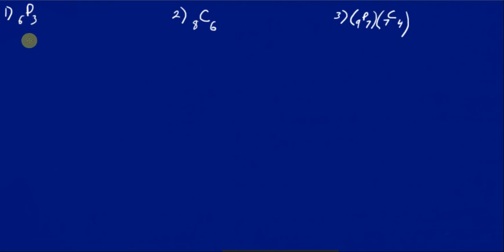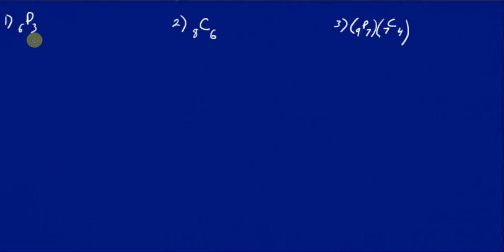So the first one, Roman numeral 1 here, 1 is permutation of 6 things taken 3 at a time. It's just a formula. I want you to show this by hand in order to get credit for it on the quiz. It's going to be 6 factorial over 6 minus 3 factorial. And that denominator is going to end up being 3 factorial.